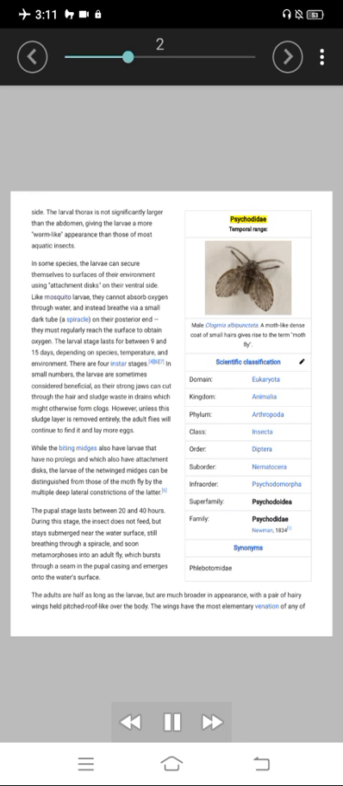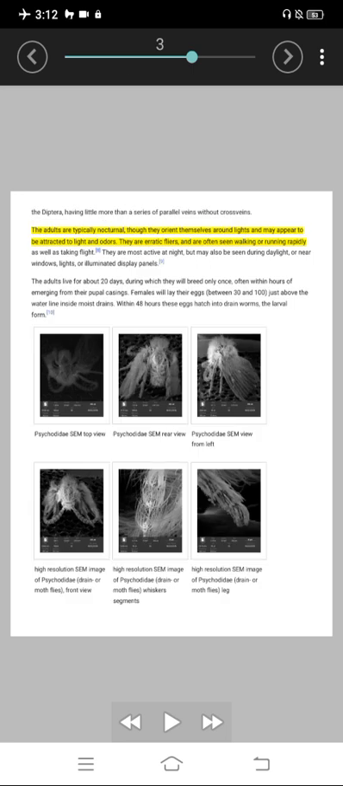Male Clogmia albipunctata: a moth-like dense coat of small hairs gives rise to the term moth fly. Scientific classification. Domain: Eukaryota. Kingdom: Animalia. Phylum: Arthropoda. Class: Insecta. Order: Diptera. Suborder: Nematocera. Infraorder: Psychodomorpha. Superfamily: Psychodoidea. Family: Psychodidae, Newman, 1834. The Diptera, having little more than a series of parallel veins without crossveins.